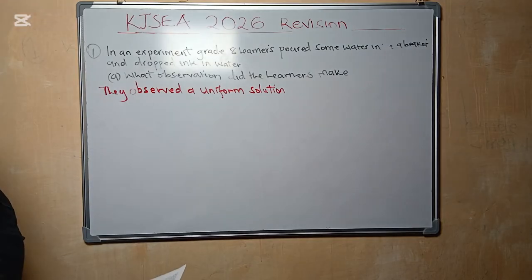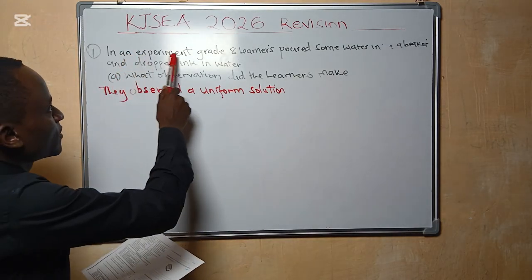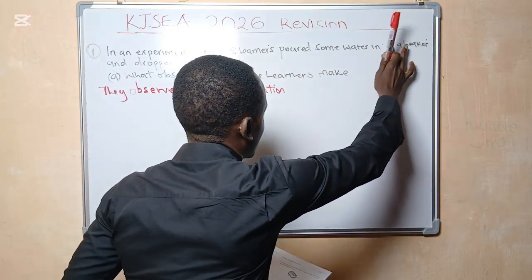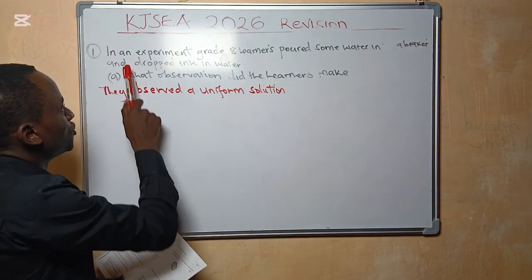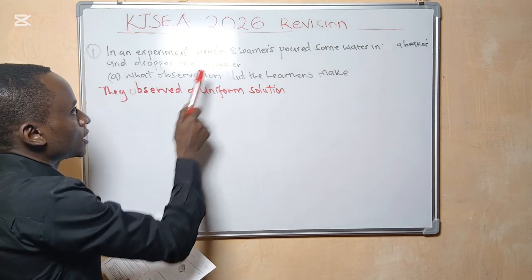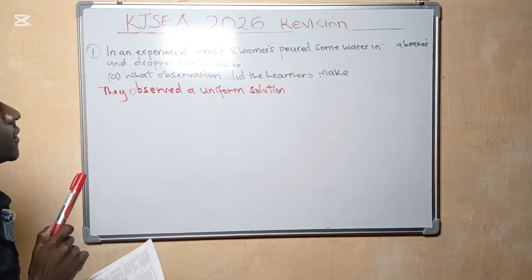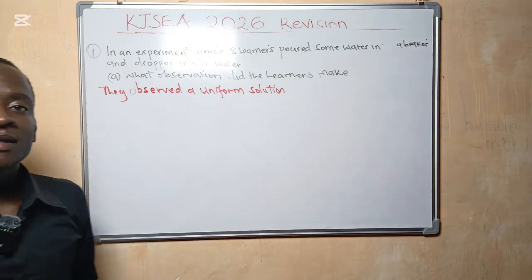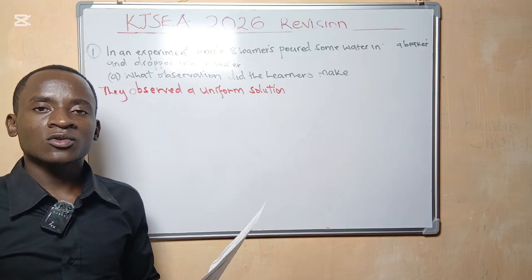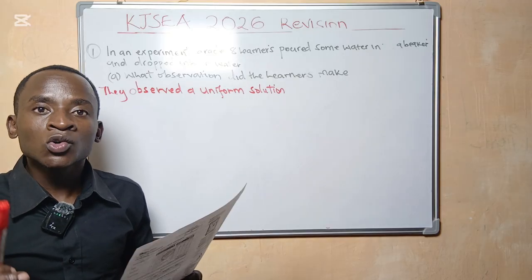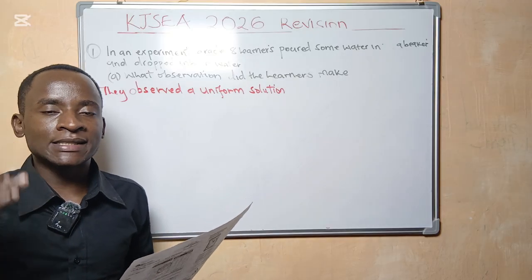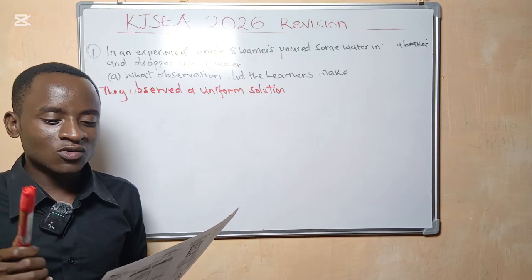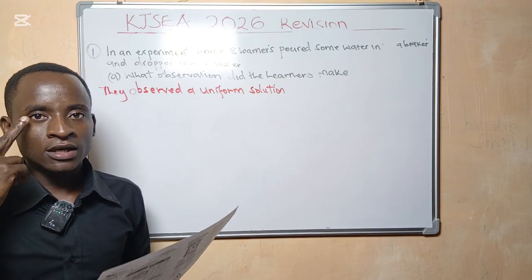Now, let me also read what we have on the whiteboard here. In an experiment, grade 8 learners poured some water in a beaker and dropped ink in water. Right? Then question number 1, what observation did the learners make? I remember I said this. When we are talking about observation, we are talking about those things which you are able to see with your eyes, with your sense of sight.